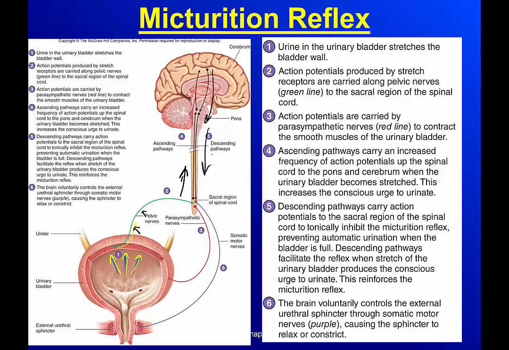need. But if I'm standing in front of a classroom, it's not like I can just drop trou and go, right? So I have to send a signal down and go, okay, I know I have to go, but you need to wait. And remember we talked about the external urinary sphincter. Well, the brain is going to control the external urinary sphincter with our voluntary neurons, our somatic motor neurons, basically causing it to constrict so that we don't just go.